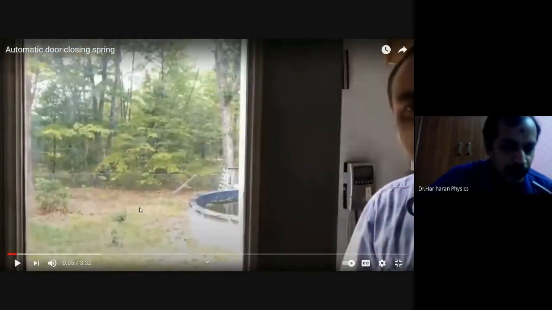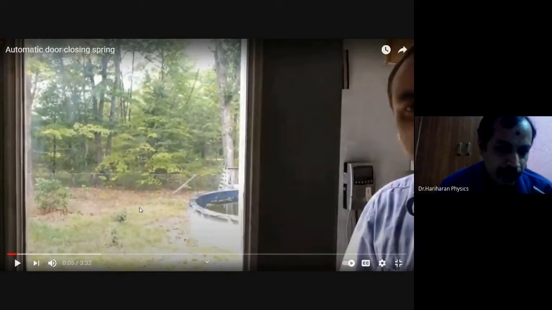So here this person uses a mechanism by which the door can be closed automatically, and this finds a lot of application in a library, where many students or many people will be opening the door every now and then, very frequently. Then the door will automatically close on its own.